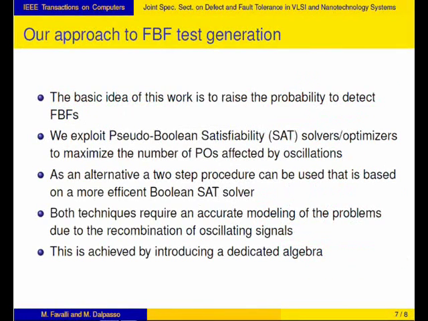This phenomenon may significantly change the probability to detect the fault and increase the sensitivity of the faulty signal to inertial effects. In order to raise the probability to detect feedback bridging faults, we have exploited a Pseudo-Boolean satisfiability solver and optimizer that allows us to generate test vectors that maximize the number of primary outputs affected by oscillations. As an alternative, featuring a lower computational cost, we also propose a two-step procedure based on a more efficient Boolean SAT solver that attempts to generate tests that produce oscillations on a number of primary outputs larger than a given threshold.